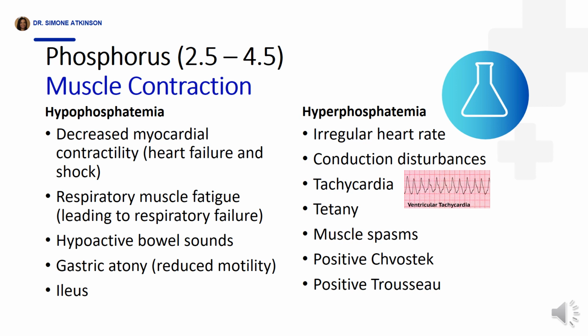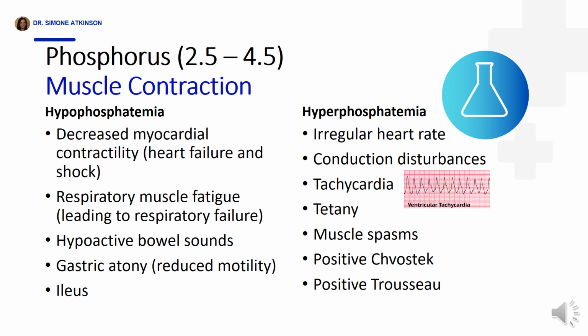You could see paresthesias, tingling and numbness, and even tetany that's marked by muscle spasms, a positive Chvostek and Trousseau sign indicating neuromuscular irritability. So phosphorus will cause irritability of the muscles because it's for muscle contraction, whereas low levels of phosphorus will have decreased mobility and decreased muscle contraction.